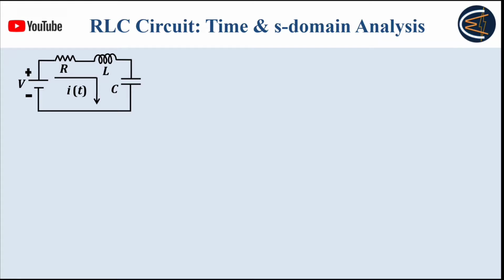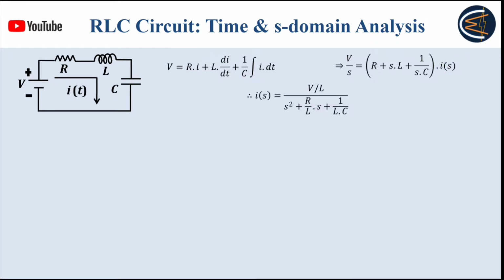As you can see, if you apply KVL here, you will get this equation, and if you perform the Laplace transform on that equation, you will get this kind of expression, and I(s) is the Laplace transform of the current flowing through that circuit. From here you can easily get the expression of the Laplace transform of current, as you can see.